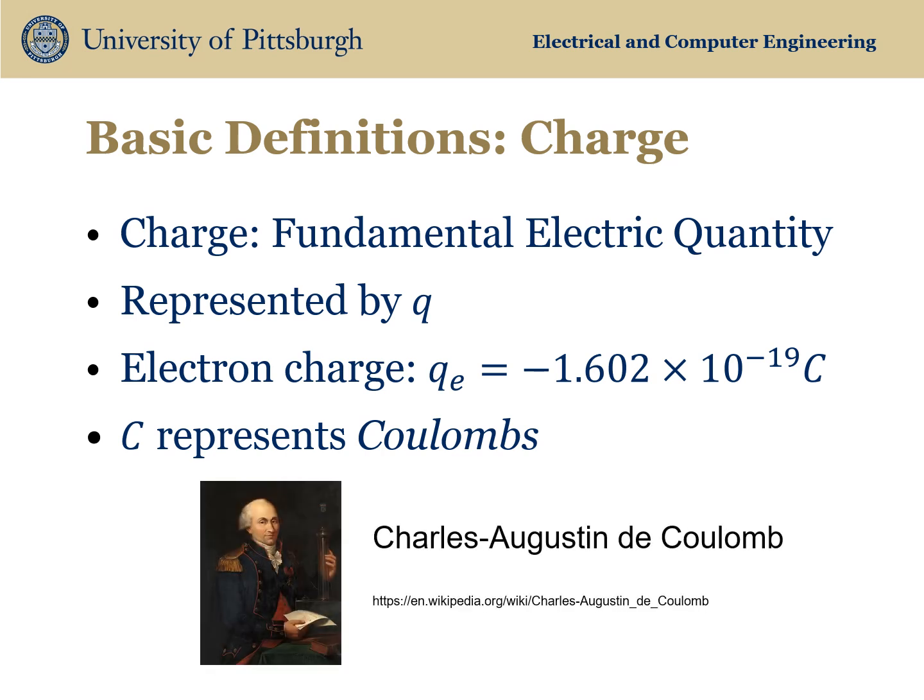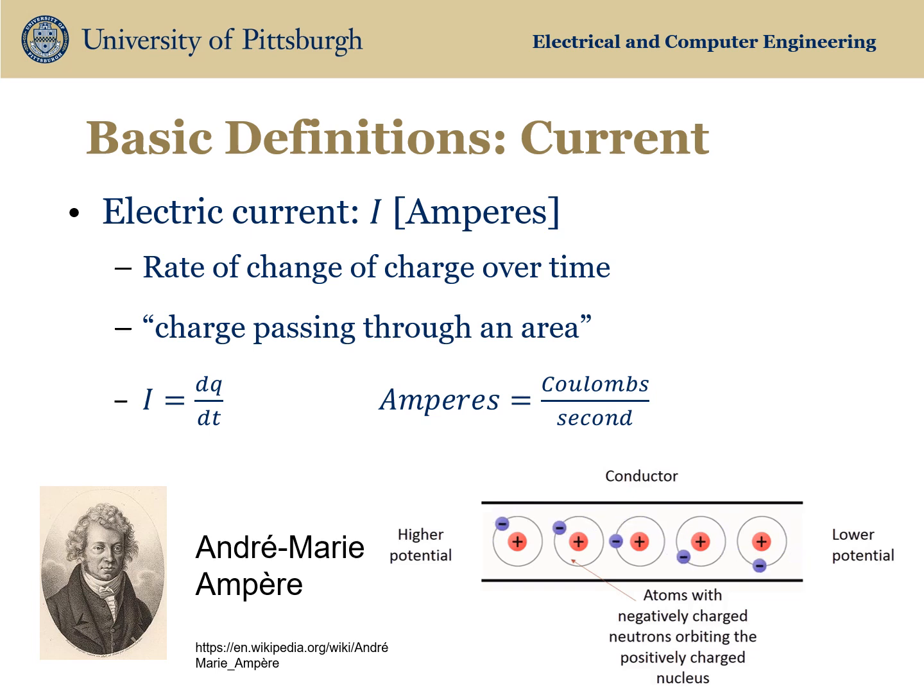Coulomb was named after the scientist Coulomb who characterized the charge. When those charges move from one location to another, we have electrical current. Electrical current is measured in amp or ampere, and by definition it is the rate of change of the charge over time. So we can write that i is equal to dq over dt.